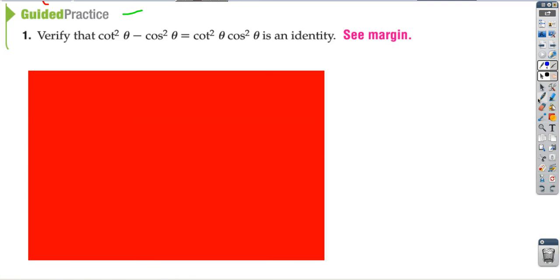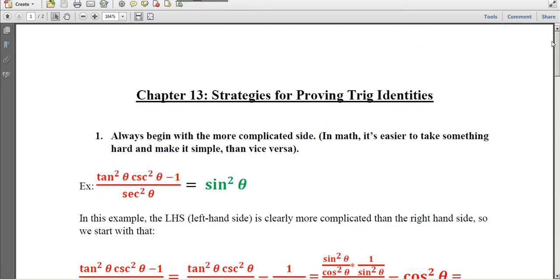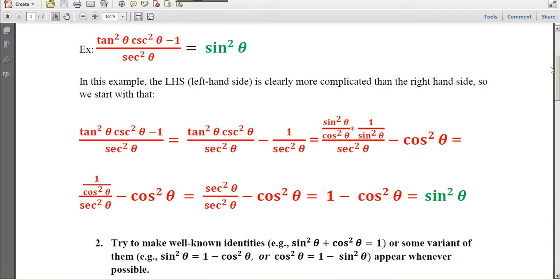Okay, a lot of these are just about practice. So in this case, we have to verify this identity right here, and it's not necessarily obvious what to do. Well, we see a cosine squared right here. And let's just go back to the strategies for a sec. So first strategy is start with the more complicated side. Okay, we have to decide on that.